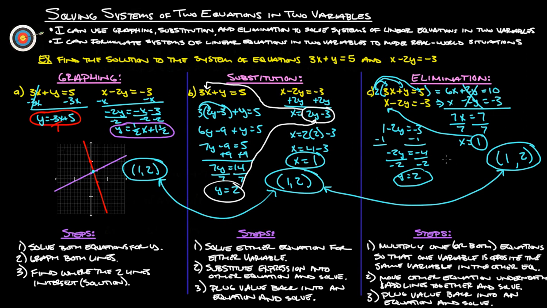And really, if you look at it, there's not as much math here in the elimination. And then the graphing, I would highly suggest staying away from graphing because you have to eyeball it. If you draw your lines just a little bit crooked, you're going to end up with a wrong answer. So definitely choose between one of these two, and I would suggest elimination.